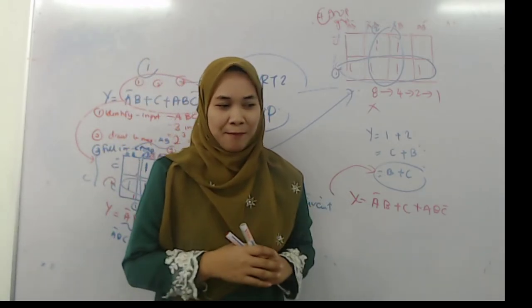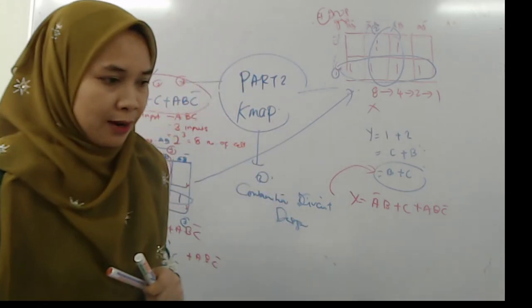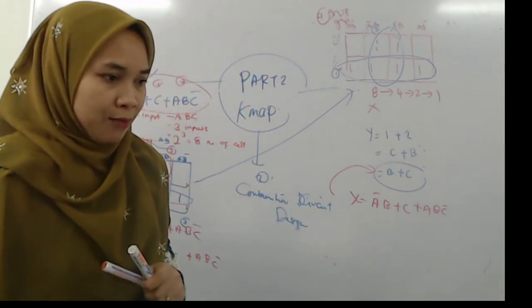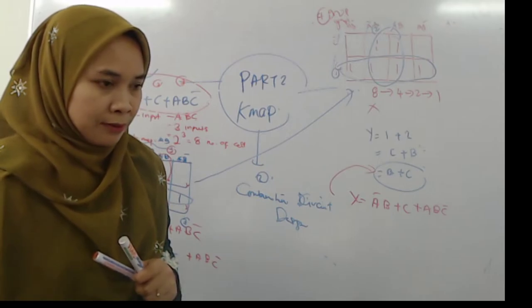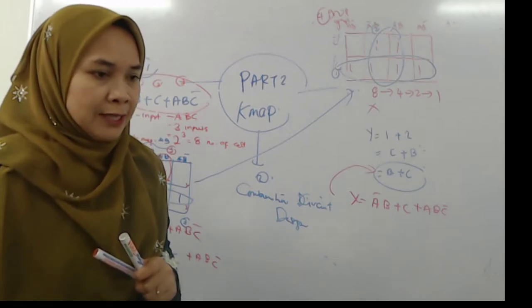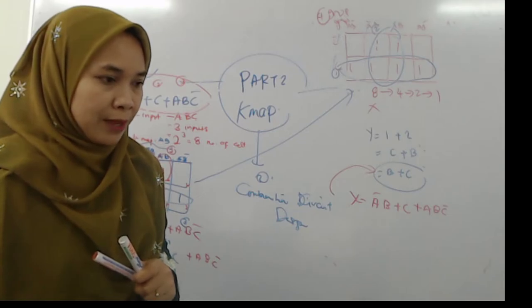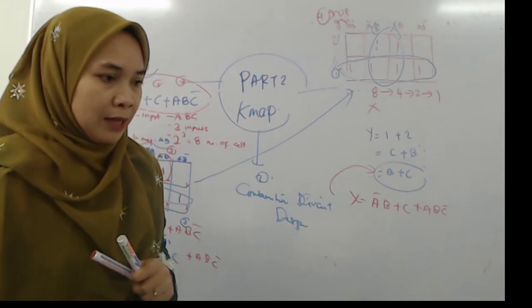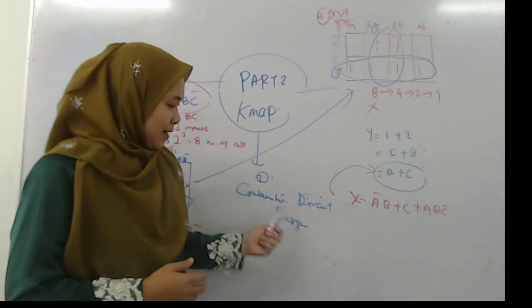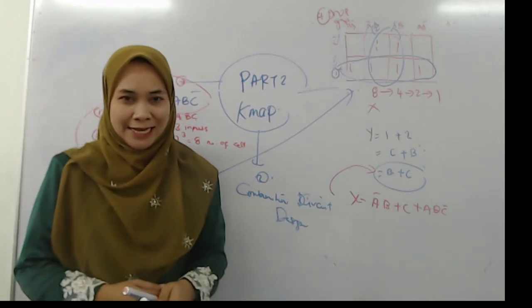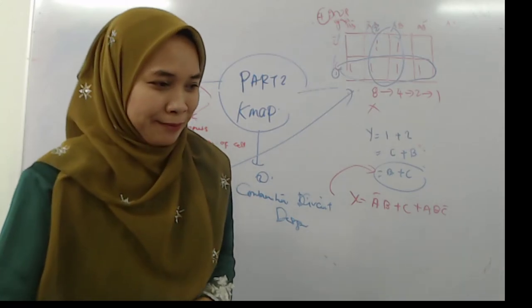Okay, dapat sesuatu kat situ? That is example number one. So please, buat example number two. Example number two you boleh buat sendiri, boleh? Okay, tak apa. Kita nak tengok seterusnya adalah combinational circuit design example. Boleh? Number two adalah combinational circuit design example.